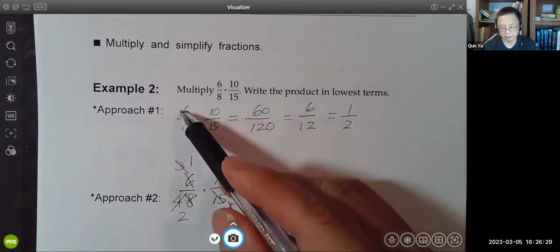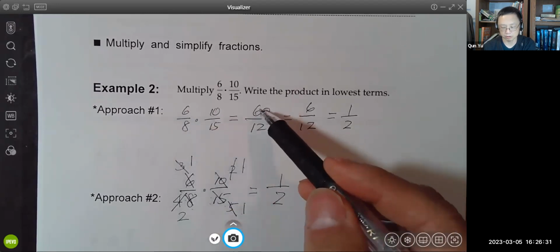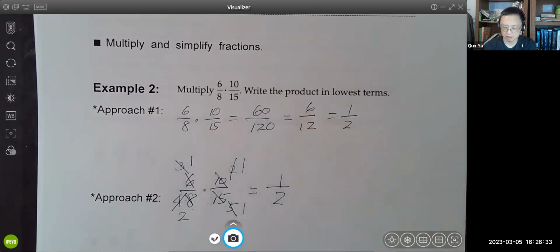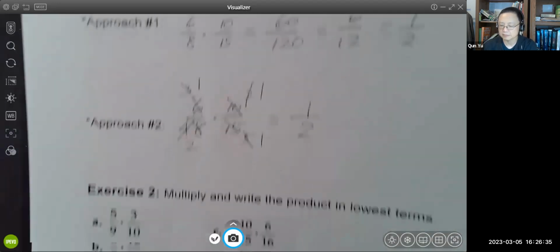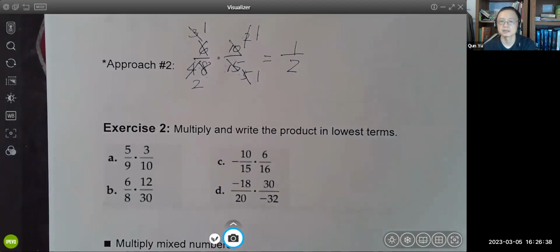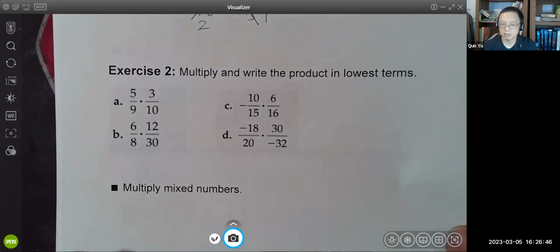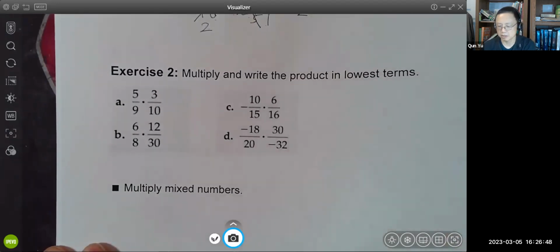Imagine this is a double-digit number. You could have a triple-digit number here on either side. Now this is your second exercise set. 4 questions. Now next, let's look at how we multiply mixed numbers.